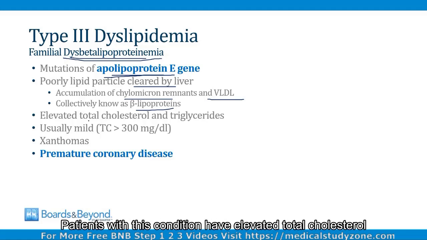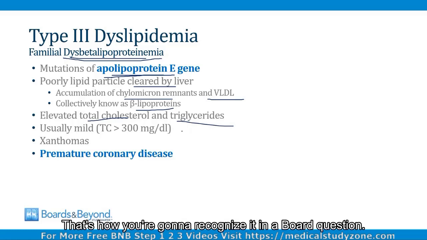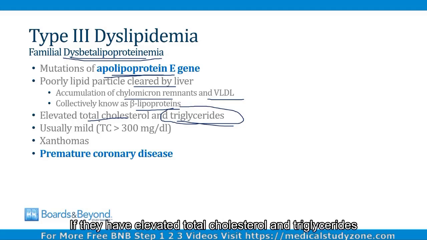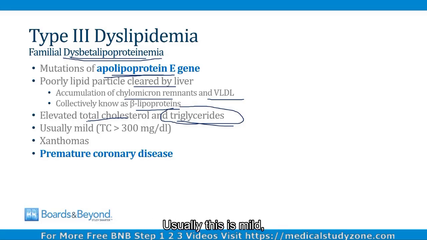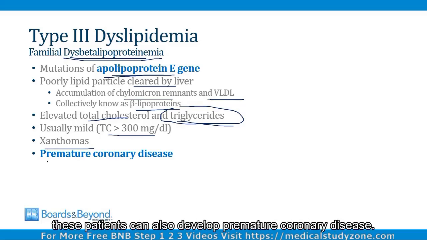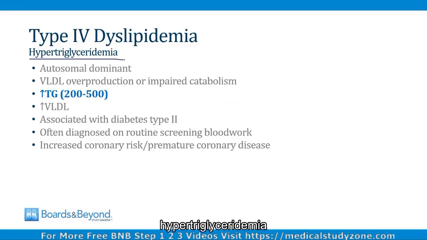Patients with this condition have elevated total cholesterol and triglycerides. That's how you're going to recognize it in a board question. If they just have very high triglycerides, it's going to be a type 1. If they have elevated total cholesterol and triglycerides, it's probably a type 3. Usually this is mild. The total cholesterol elevation is only greater than about 300. These patients can get xanthomas, and because the total cholesterol, not just the triglycerides, are elevated, these patients can also develop premature coronary disease.